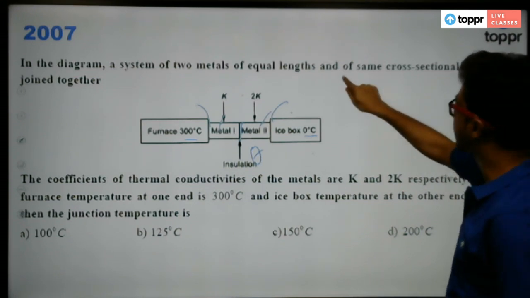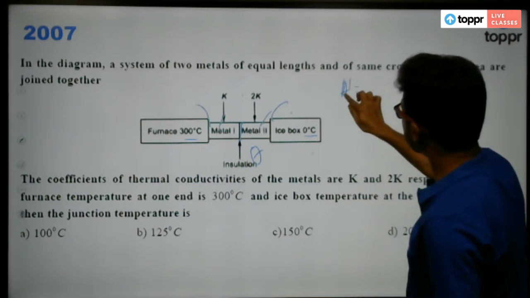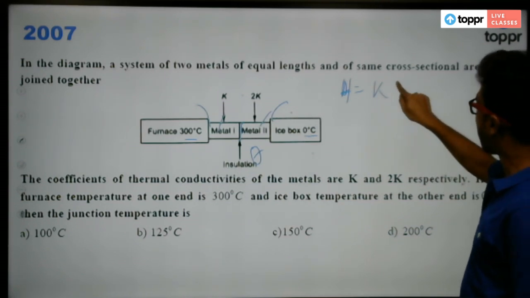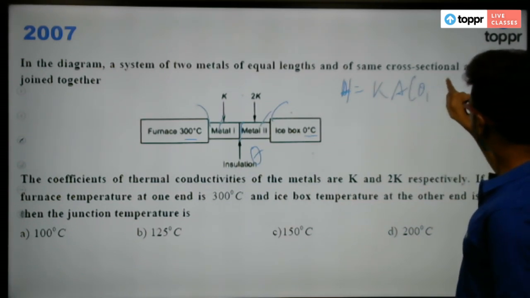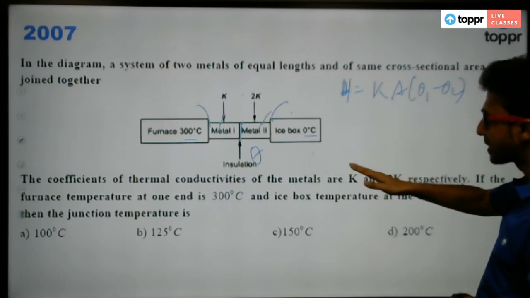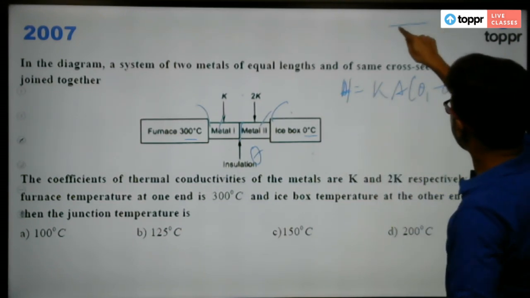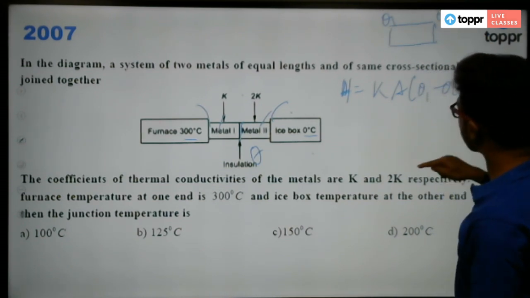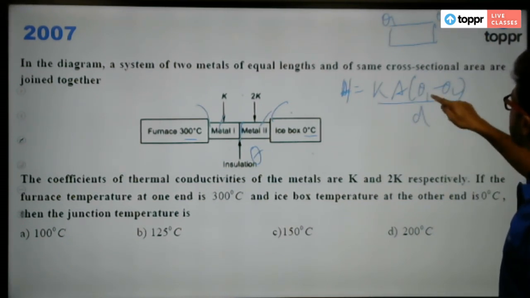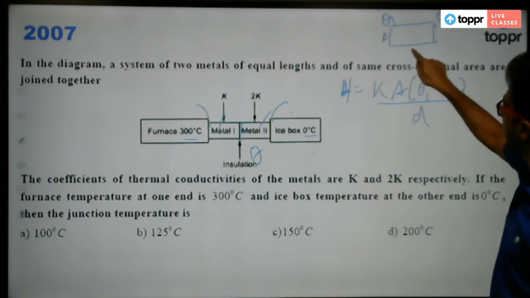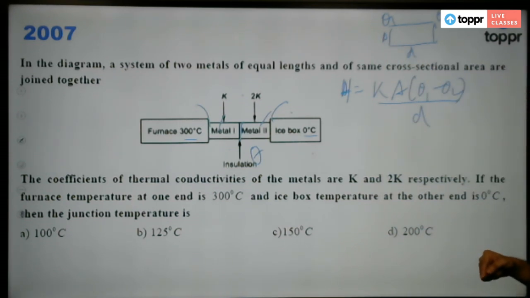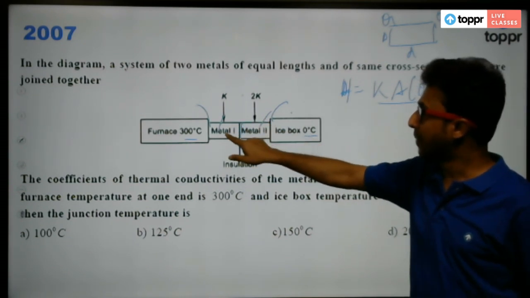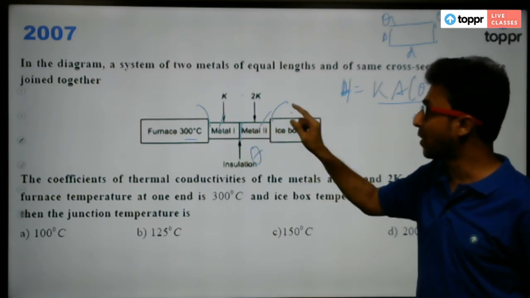You know the rate of heat flow is given by thermal conductivity K, A, theta 1 minus theta 2, meaning the temperatures of the two ends of the block, divided by D. A is the cross-section area, D is the length. So how will you use this? See, only thing is that here the thermal conductivities are different. One is K, one is 2K.